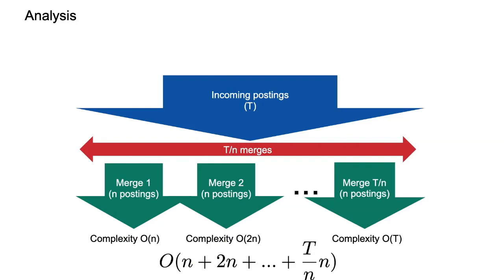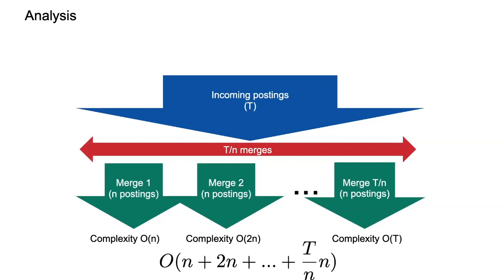So we have basically every merge is going to take more resources than the previous one, just because I have more and more data. So if I add everything up, n plus 2n all the way to T over n times n, you can compute it. You know the sum of the first n integers? You learned that? n times n plus 1 over 2, right? That's exactly what we do here.